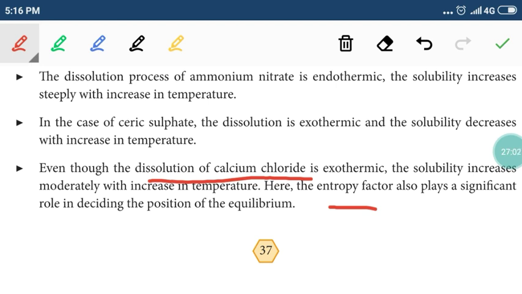So many factors affect solubility. We have completed two factors. One is the nature of a solute and solvent, another one is temperature. With this we conclude today's class. Remaining things can be discussed tomorrow.